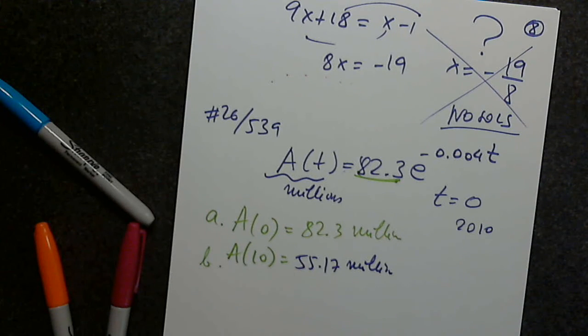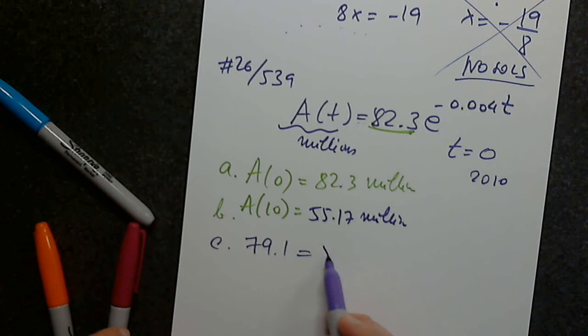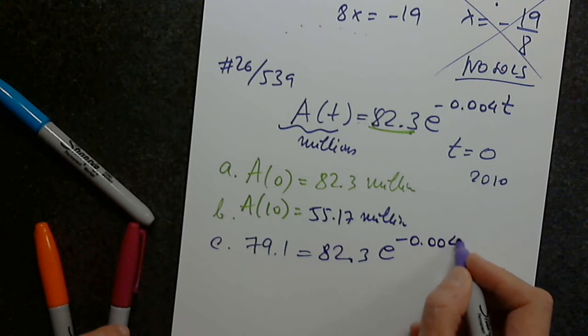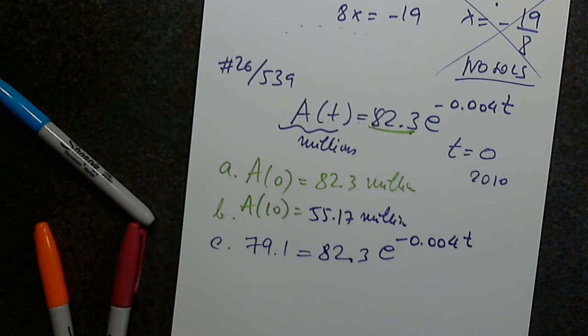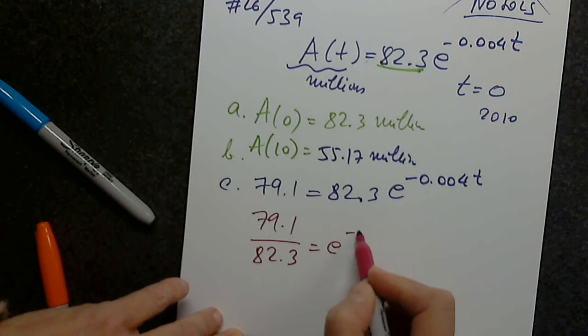In which year will the population of Germany be 79.1 million? 79.1 equals 82.3 times e to negative 0.004t. What type of equation is it, and what are we doing to determine when? What do we do? We have to get it prepped. 79.1 over 82.3 equals e to negative 0.004t.